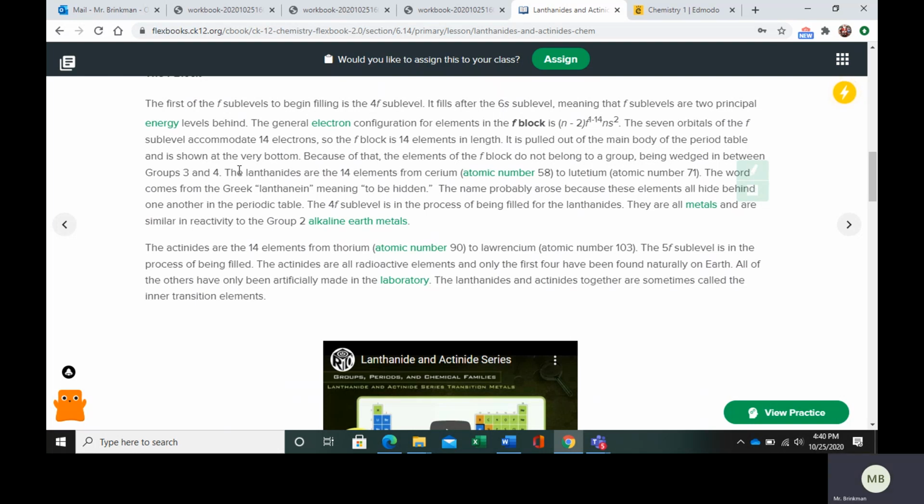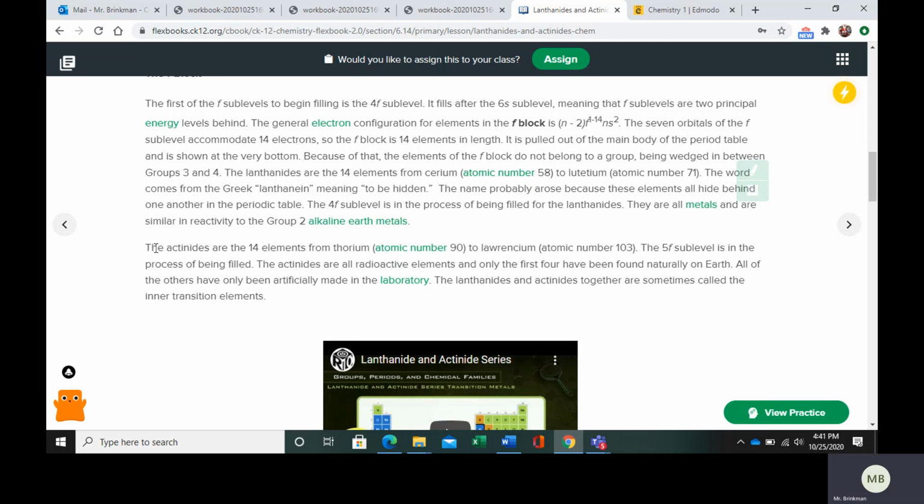So the lanthanides are going to be the 14 elements from cerium, atomic number 58, to lutetium, atomic number 71, and lanthanide comes from the Greek lanthanion, which means to be hidden. All right, so these elements are kind of hiding in the periodic table. So the 4f sublevel is being filled for the lanthanides. They're all metals. They are all similar in reactivity to group 2 alkaline earth metals.